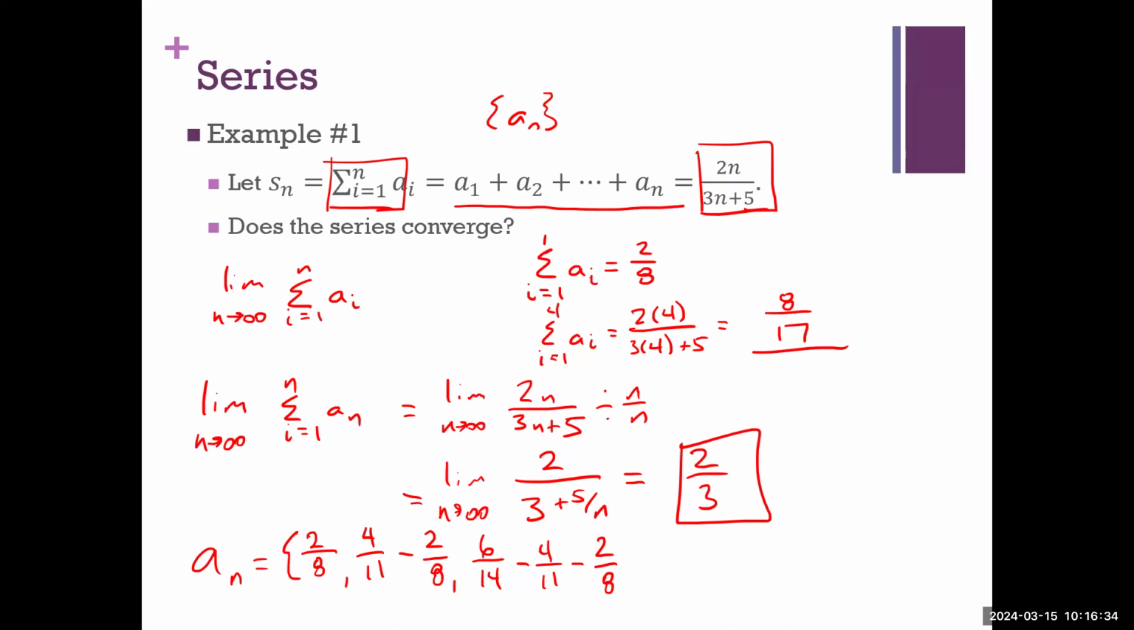Why are we subtracting by 2/8 on the third term? 4/11s is the sum of the first and second. Oh, okay, thank you. So 4/11s, oh, you're right. 4/11s is the sum of the first 2 terms, right? Okay, so that makes sense. Anything else? Okay.